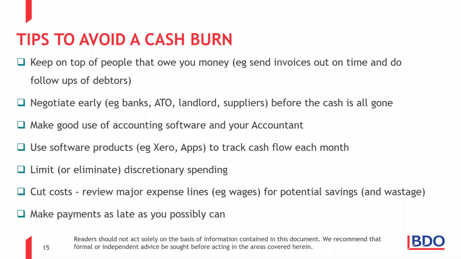Negotiate with your stakeholders early. So that might mean contacting your bank, your landlord or suppliers, or even having your accountant help you with negotiating with the ATO on outstanding liabilities. Your cash burn rate, that's going to give you a good indication of how much time you have left. And if you foresee a problem, then start being proactive as soon as you can.